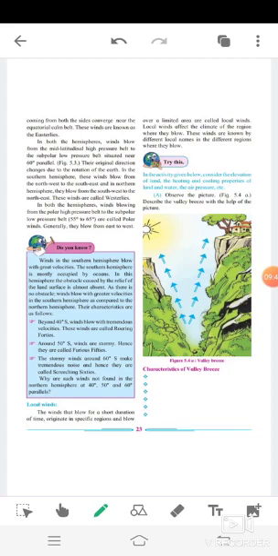These winds are known by different local names in the different regions where they blow. Now, in this paragraph, it is said that the winds that blow for a short duration of time, originate in a specific region and blow over a limited area are called local winds. These winds are known by different local names in the different regions where they blow.